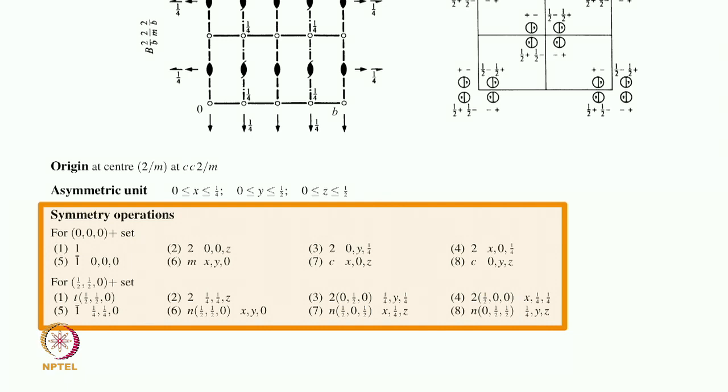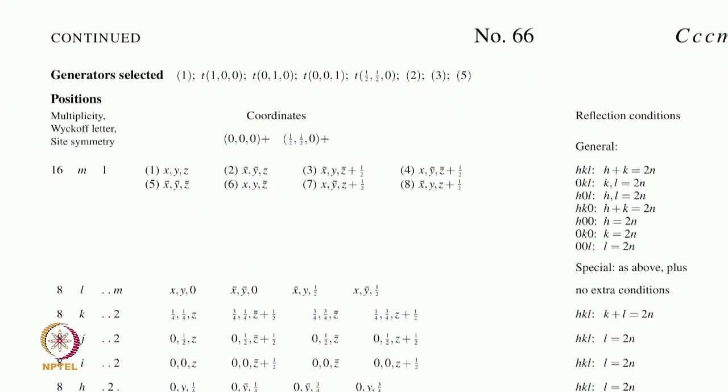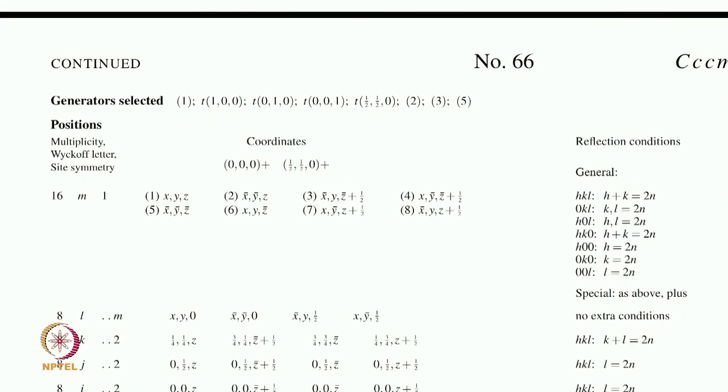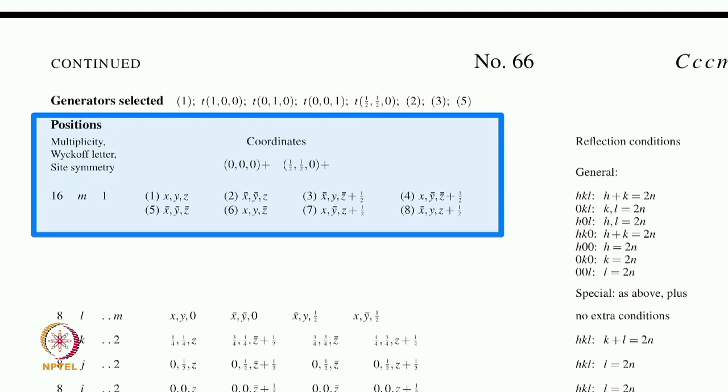It lists the various symmetry operations of the space group, and they are numbered, in this case 1 to 8 for the 0 0 0 plus set, and again 1 to 8 for the half half 0 plus set. The 0 0 0 and half half 0 relate to the centering positions of the crystal. Then we also looked at the Wyckoff position block, and the topmost line in the Wyckoff position block is the general position.